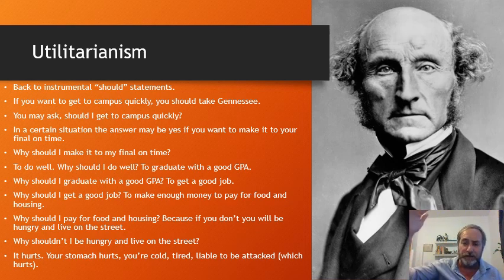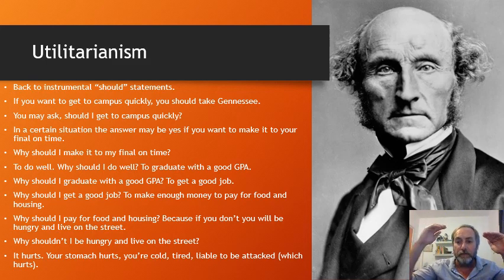We got a long series of should statements, right, that are sort of instrumental. Utilitarians say any version of that, whether it's getting to campus on time, or should I loan money to my friend, or should I eat a burrito for lunch? All these sort of instrumental contingent should statements are all going to bottom out in questions of pleasure and pain.